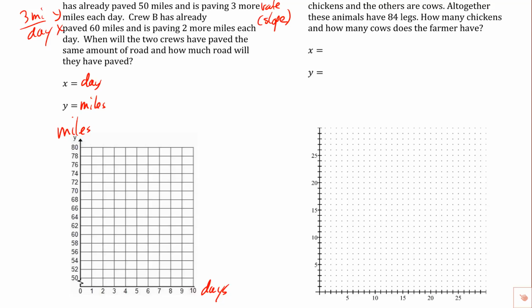So if we set up that first crew, the first crew has already done 50 miles and they're adding 3 miles each day. So the first crew would be 3 miles per day added to the 50 they already have. And again, I'm just writing that in slope-intercept form from the get-go. The second crew, they've done 60 miles, but they're adding 2 miles per day. So that's going to be 2x plus 60.